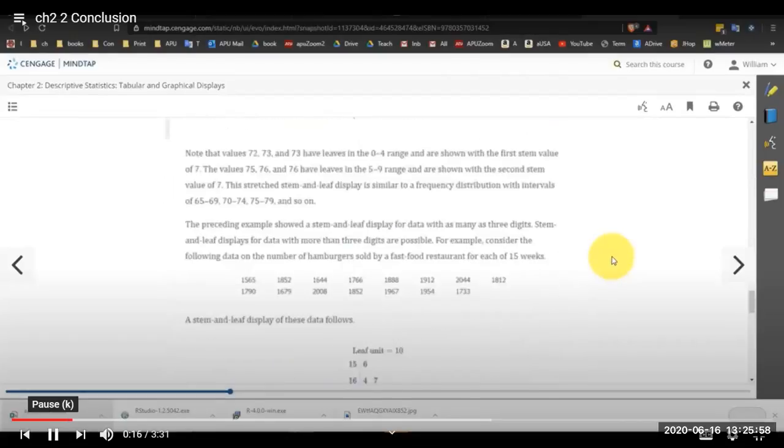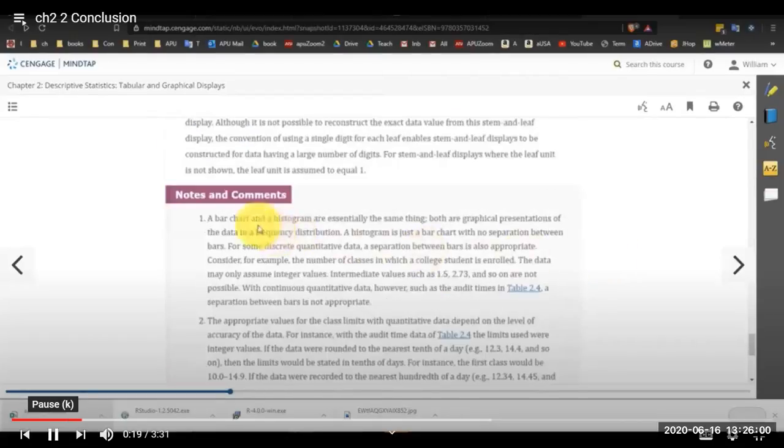Let's just quickly review. They have down at the bottom that a bar chart and a histogram are essentially the same thing. Both are graphical representations of the data in a frequency distribution. A histogram is just a bar chart with no separation between the bars. For some discrete quantitative data, a separation between bars is also appropriate.